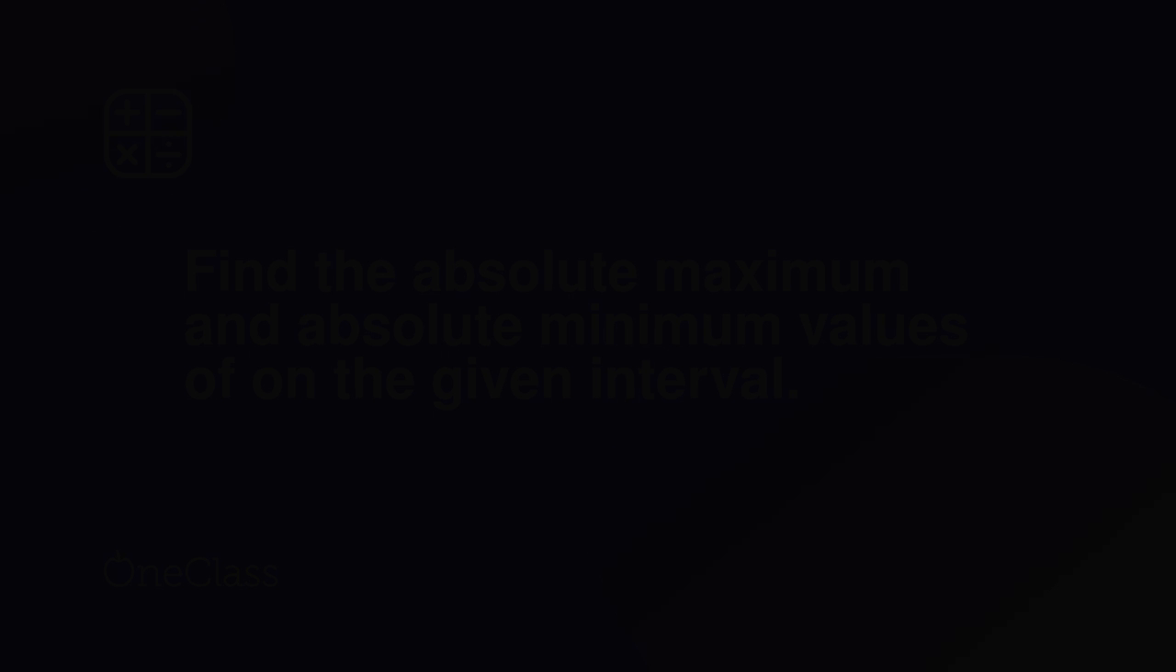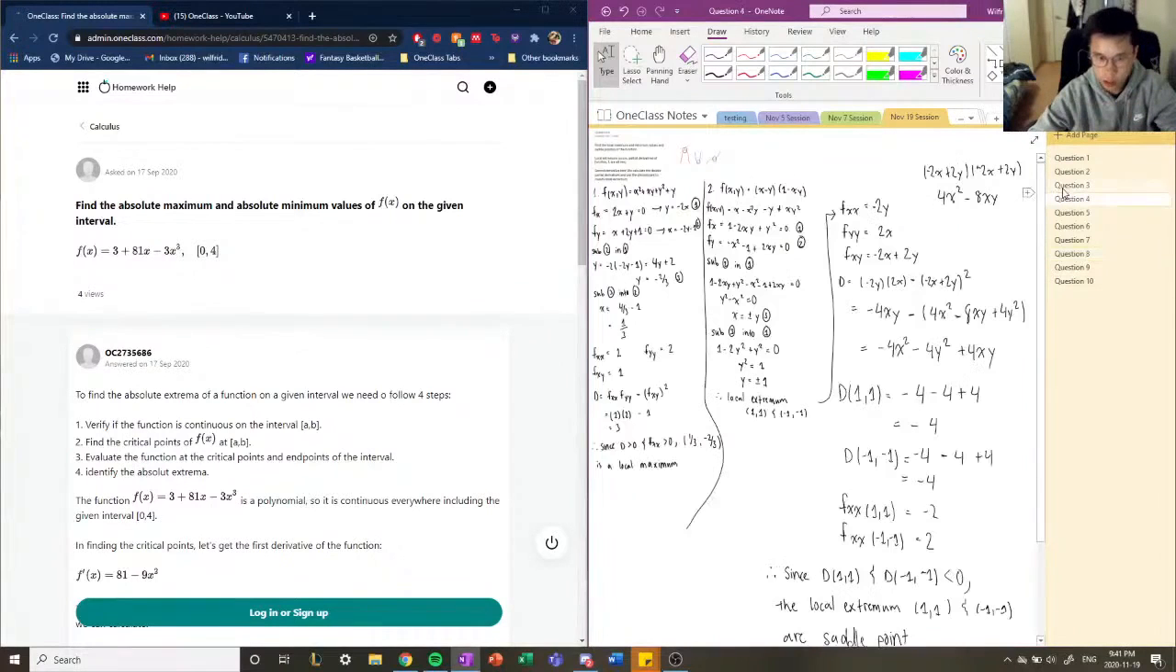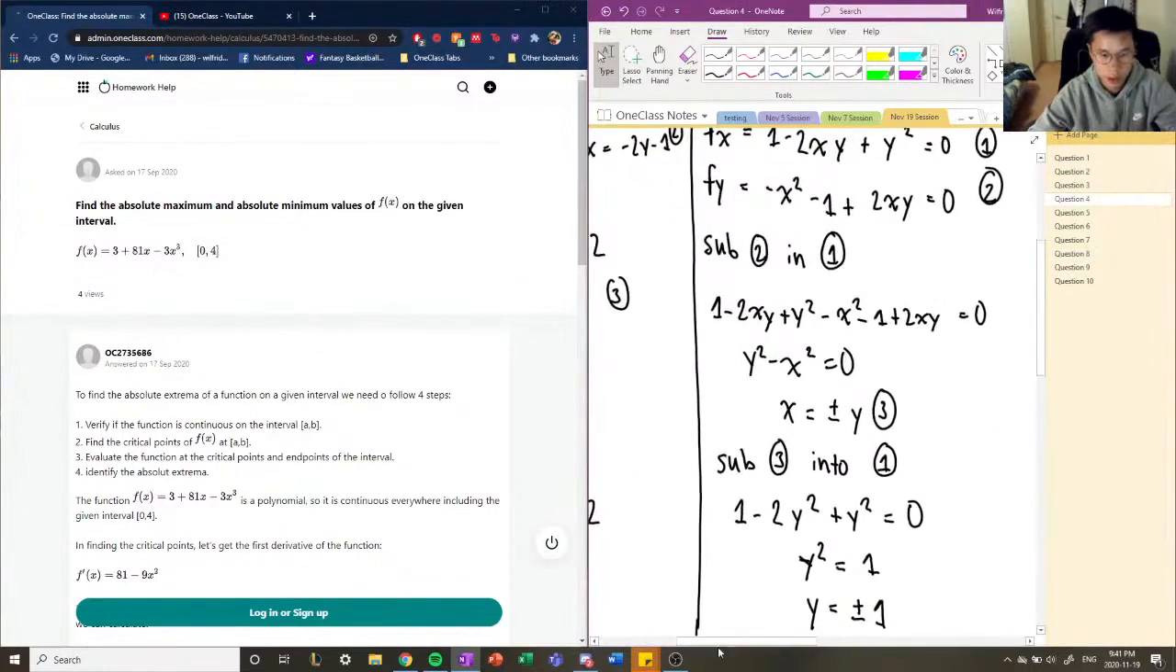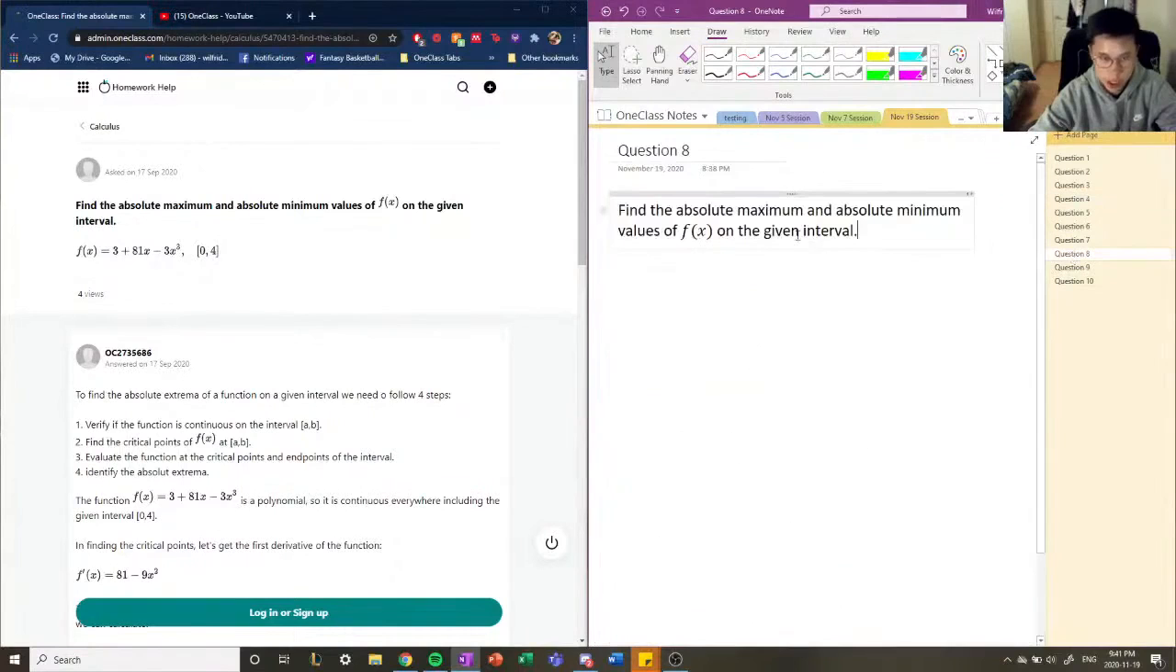Let's move to question number 8. Find the absolute maximum and absolute minimum values of f of x equals 3 plus 81x minus 3x cubed on the given interval. In question number 4, we found the local maximum and minimum values. The difference between question 4 and question 8 is that we're finding the absolute maximum and absolute minimum of a single variable function. And we can find them because we're given an interval.